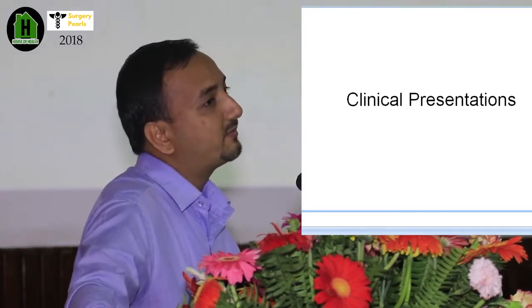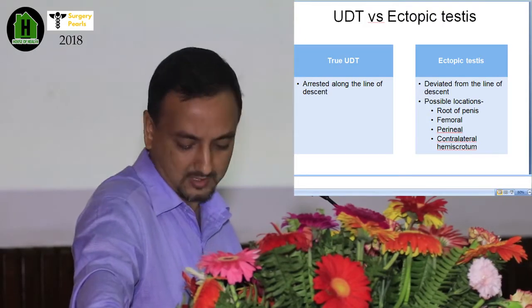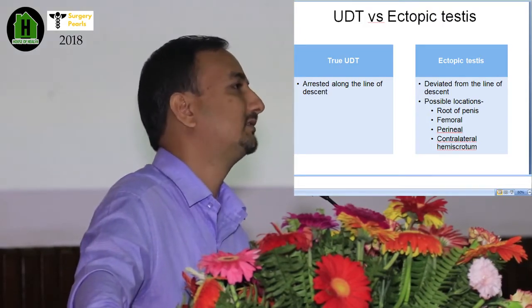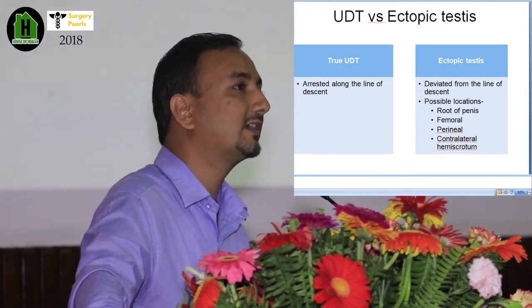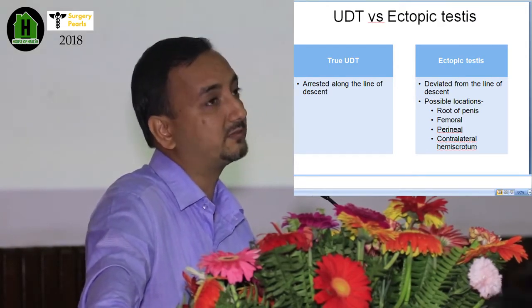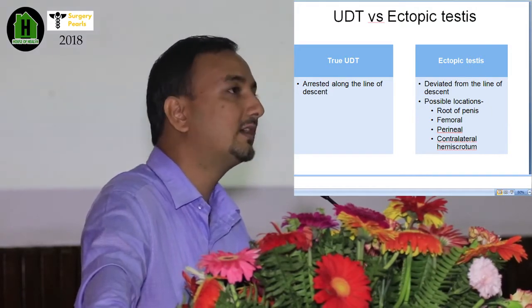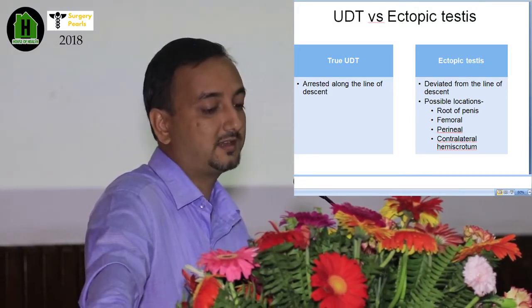So what are the clinical presentations of a cryptorchid testis? As you all know, the cryptorchid testis means there is absence of testis in the scrotum. That is the first clinical picture of a cryptorchid testis. But as I said, there are various types of it. Cryptorchid testis is not only undescended, there are several other varieties as well.